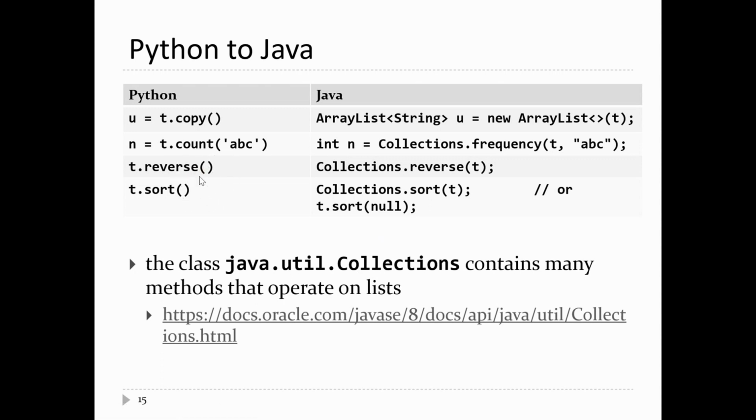In Python, you can reverse a list just by calling its reverse method. In Java, you use the Collections class, call the reverse method, and pass in the list, and the Collections class will reverse the list for you. You can sort a list in Python with t.sort, right? So that changes the list so that it's now sorted.